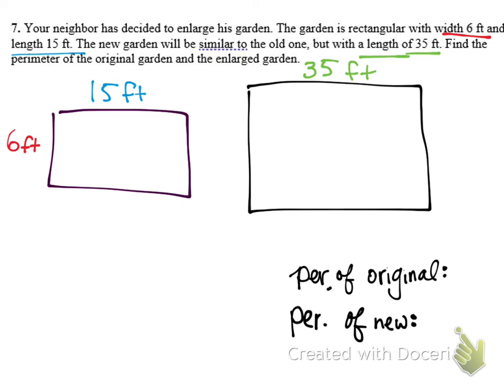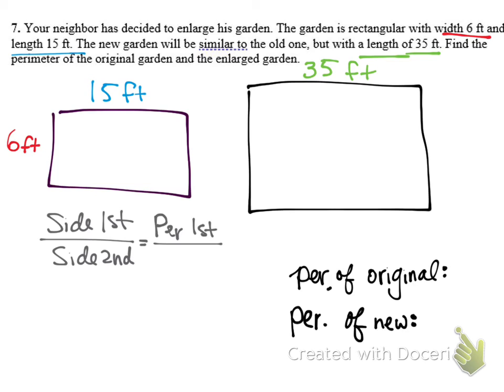Okay? So, you saw it on the flipped classroom. You take a side from the first over a side from the second, and you make it equal to the perimeter of the first over the perimeter of the second. Okay, so the things to remember about the sides: they have to be corresponding with each other. Just going to mark that. They have to be corresponding sides. So we can't use 6 because we don't know the corresponding side length. Okay?